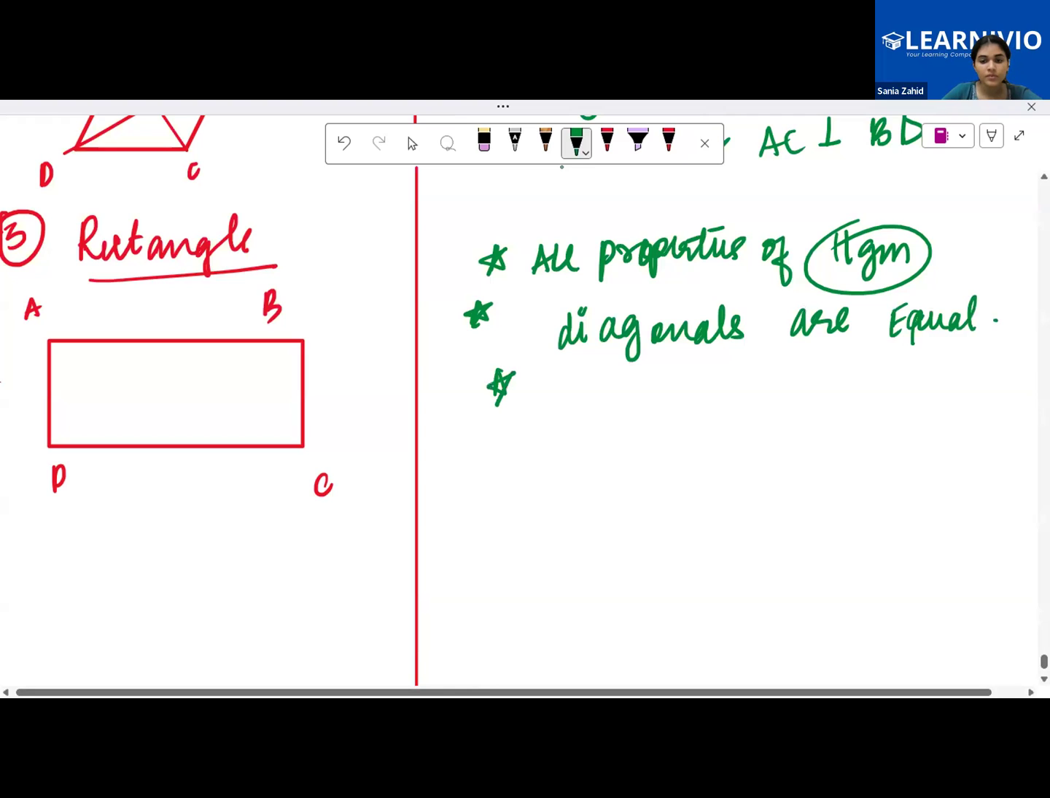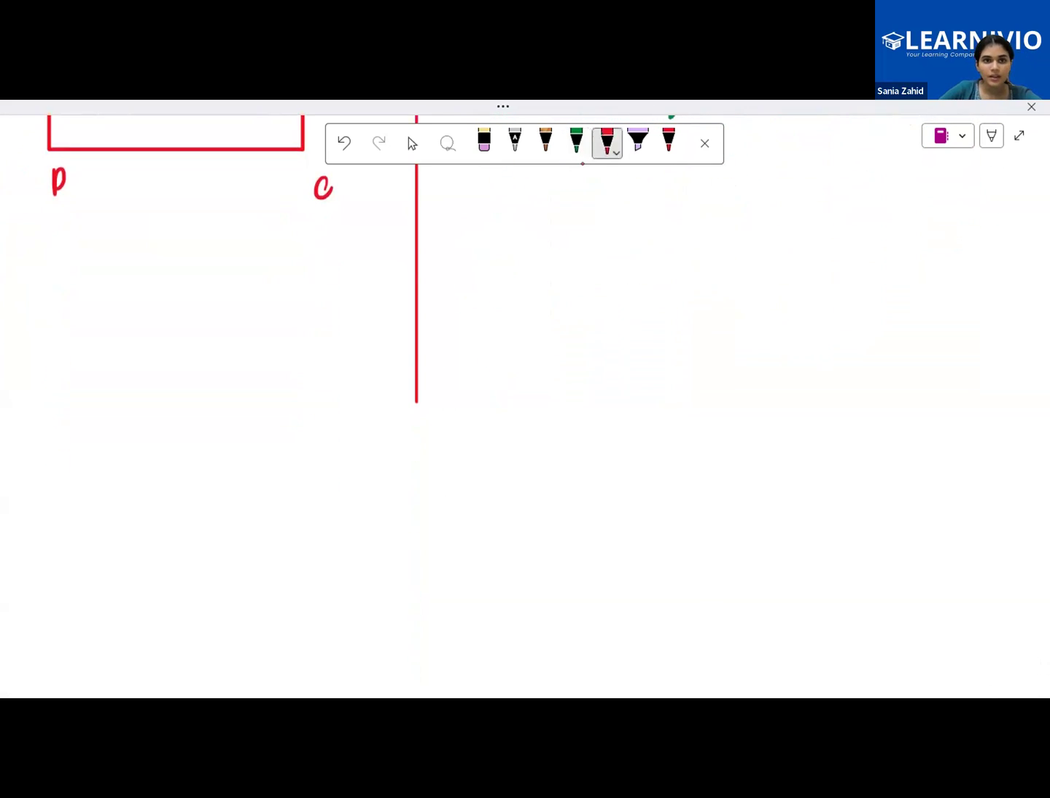In a parallelogram, diagonals bisect each other. No, diagonals are not equal in a parallelogram. In a rectangle, diagonals bisect each other. Yeah, they bisect each other. Here the diagonals are equal. Then all angles are at 90 degrees, right? Angle A, angle B, angle D, and angle C.